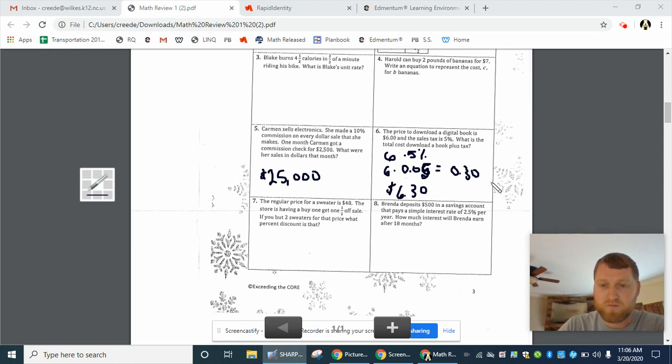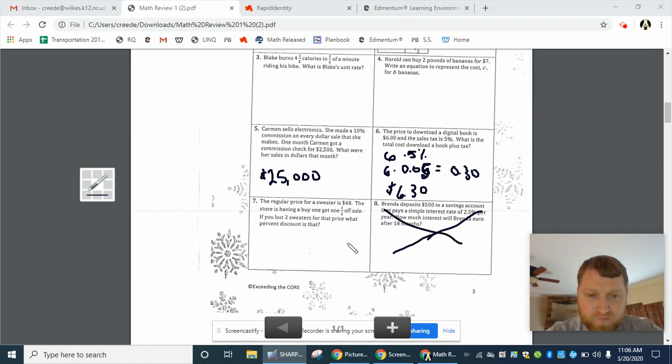All right, number 7, last one. I'm going to go ahead and mark out number 8 because that's something I'm not too worried about right now. But if you want to go back and solve that, go right ahead. Regular price for a sweater is $48. The store is having a buy one get one half off sale. If you buy 2 sweaters for that price, what percent discount is that?